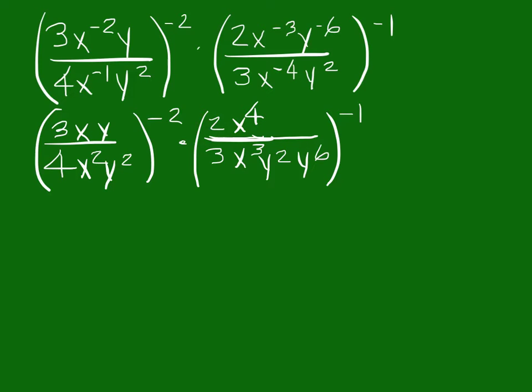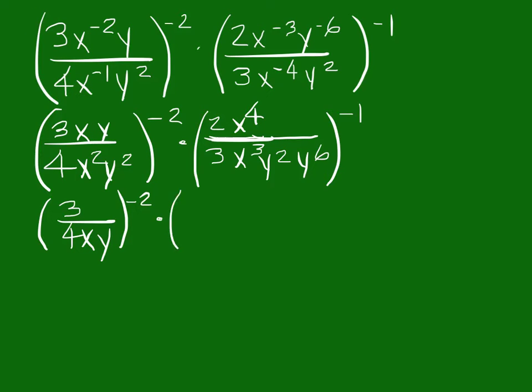Now simplify even further. Your 3 and your 4 stay, but you have x over x to the second. That leaves you with 1x on the bottom. And then y over y to the second leaves you with 1y on the bottom.